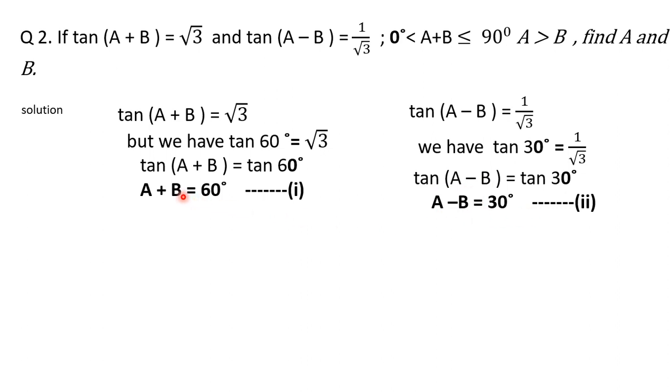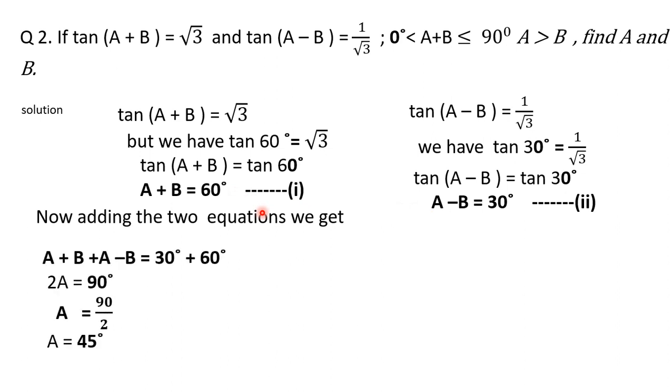Now we observe these two equations, 1 and 2. When we solve these two equations, we get the value of one of the unknown variables. So let's solve these two equations. We add these two equations, so we get a plus b plus a minus b is equal to 30 degree plus 60 degree, and this b and this minus b will cancel out, so we get a plus a is 2a is equal to 30 plus 60 is 90, and then a is equal to 90 by 2 is 45 degree. So we get a is equal to 45 degree.